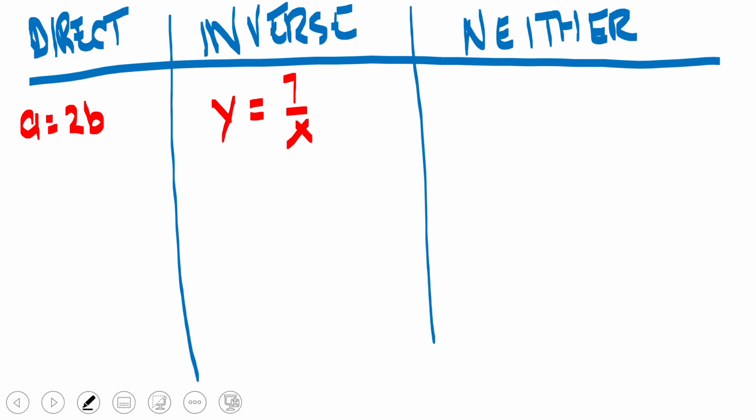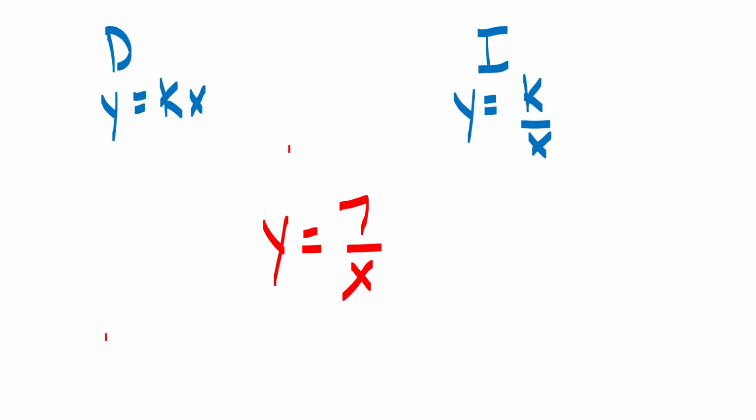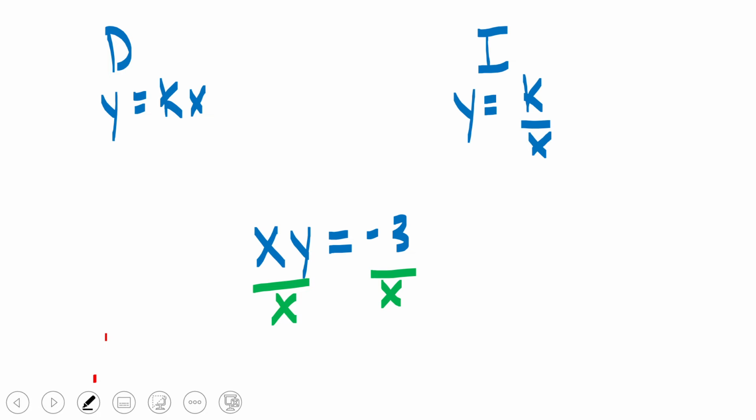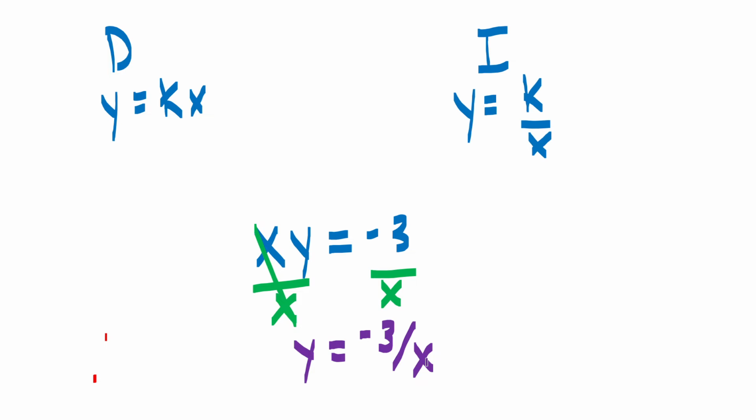Number 3, let's try xy equals negative 3. Okay, we need to isolate y with algebra and see what it looks like. So divide both sides by x, and now you have y equals negative 3 over x, and that mimics the inverse formula where negative 3 is the k value.